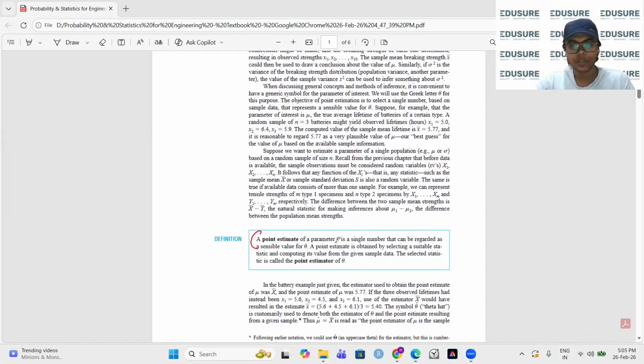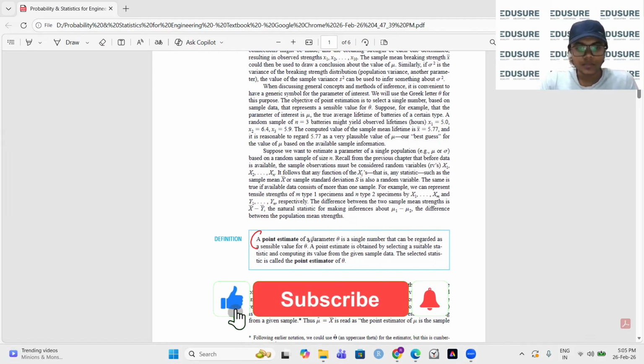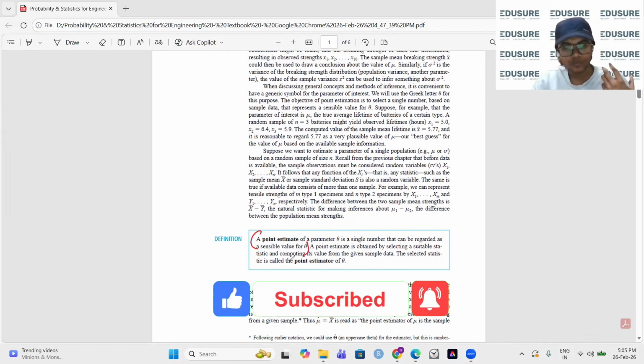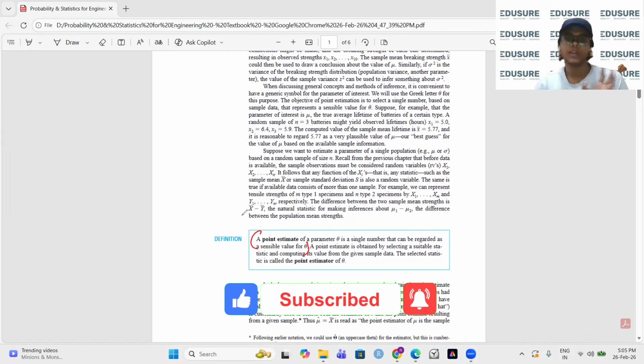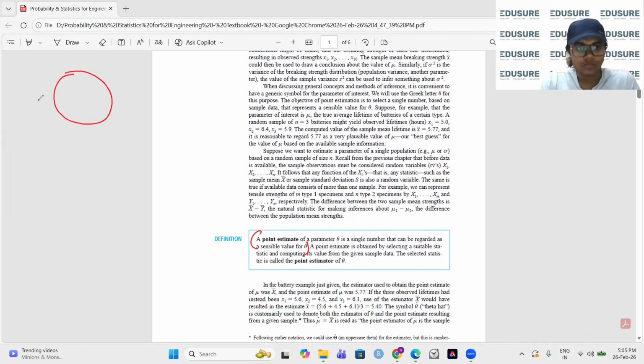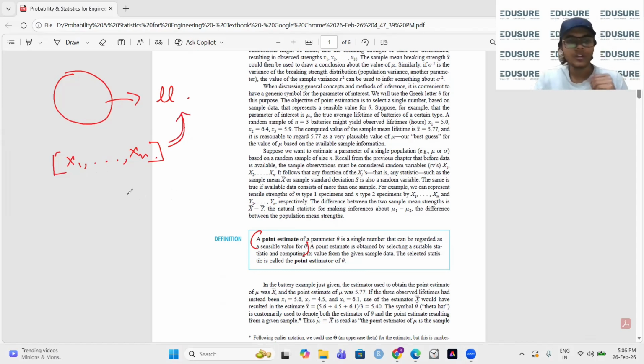A point estimate of a parameter theta is a single number that can be regarded as a sensible value for theta. Let's try to understand this with the help of an example. Let's say we have a population. There is a mean, right? And from this population, we are taking a random sample, say x1 up to xn. This is our random sample. Now, how can you estimate this population mean with the help of this random sample? We can do that by using the sample mean. So this sample mean is an example of a point estimate.